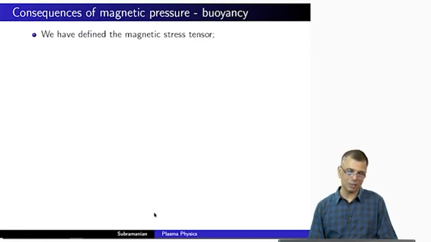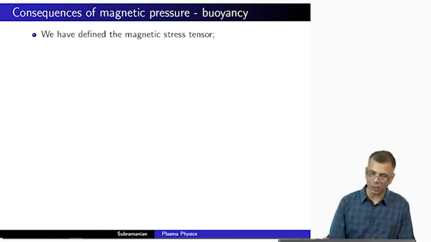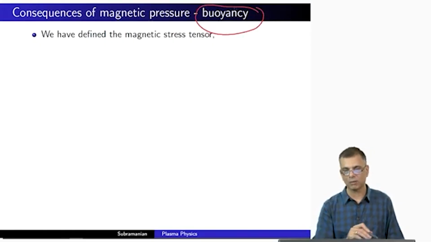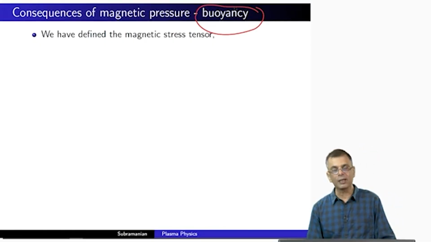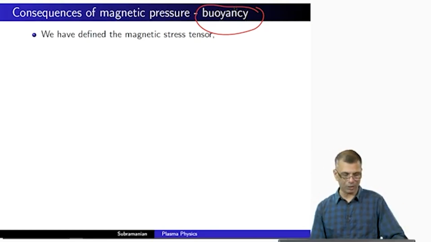There is another interesting thing, a consequence of magnetic pressure, and that is buoyancy. And this is very important in astrophysical situations. The concept of magnetic buoyancy: the fact that a magnetized fluid exhibits something called buoyancy.